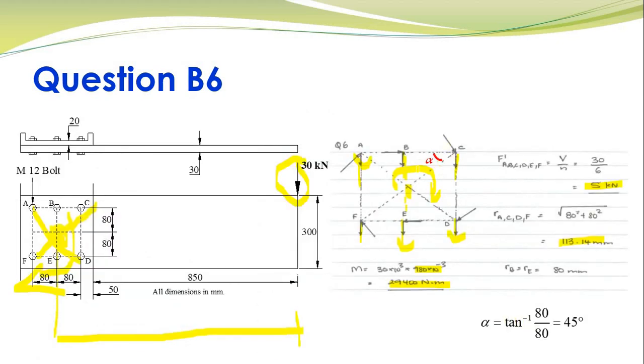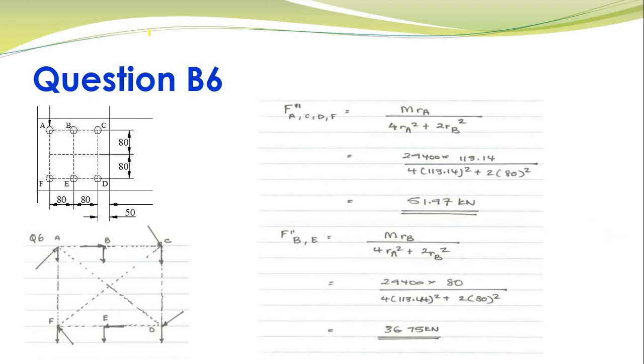And then alpha is tan inverse of opposite over adjacent. So in this case I can find my alpha over here. It's tan inverse of 80 over 80, which is basically 45 degrees. So all these angles over here are 45 degrees. The next thing is, after finding our primary shear, we'll find our secondary shear. Secondary shear on bolt i is simply given as moment times the distance of bolt i from the centroid, which is simply RA, divided by 4 times RA squared plus 2 RB squared.